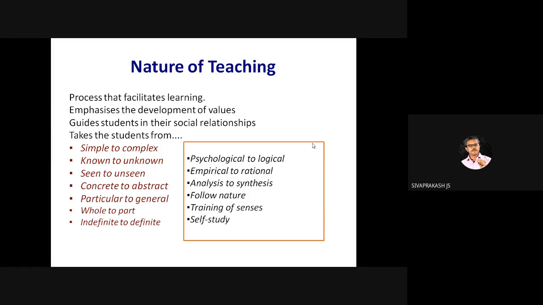What is empirical? Empirical research methods you must have learned, no? What is empirical? To the rational. Historical perspective with some logic, why it is, how it is, why it should be explained. That's called empirical to rational. It takes the students from analytical perspective to the synthesis perspective. Follow the nature, you will learn best.